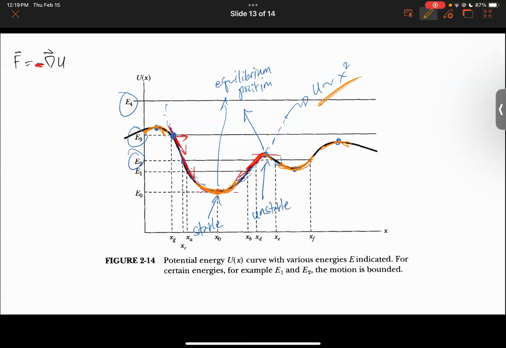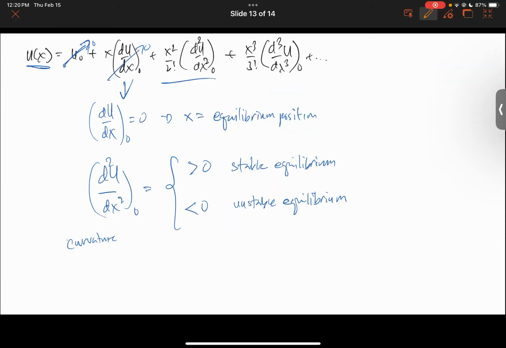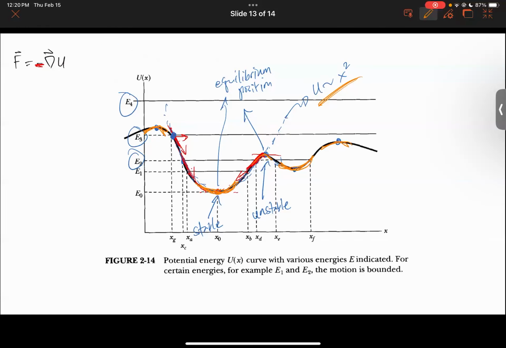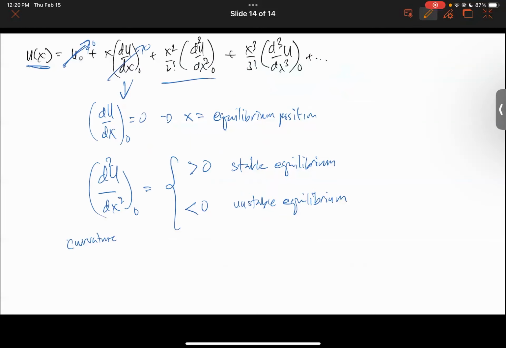That's okay because to understand stable and unstable equilibrium, we don't care about what is happening at distances far from the equilibrium position. We just want to take a look at the equilibrium position and see whether the curvature is positive or negative. When we find that it's positive, then it's stable, and if negative, then it's unstable. And that's how we know what will happen to the object.